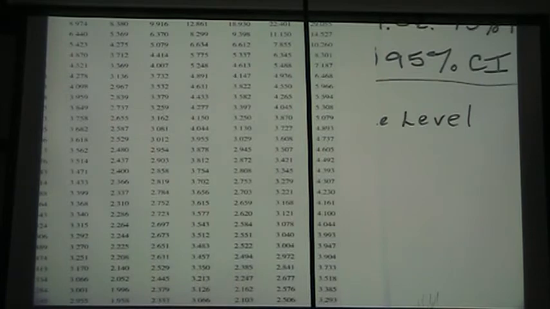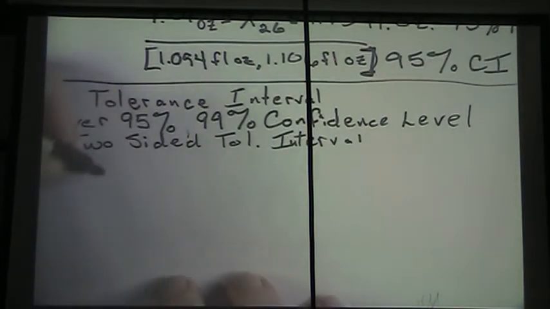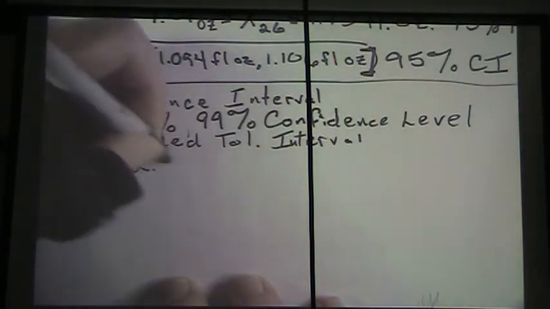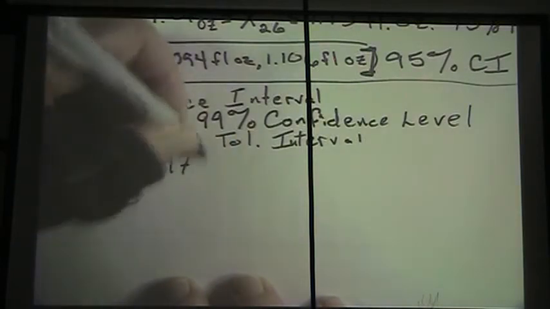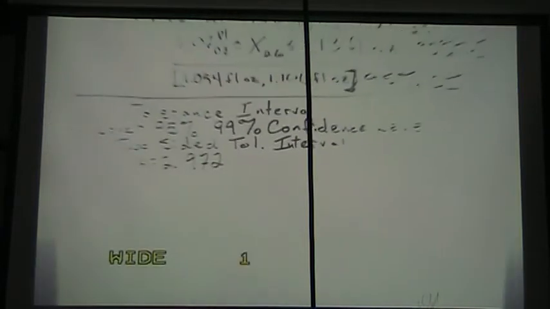K equals 2.972. Right, that is what K equals, right? 25. Yes, okay. All right, so we widen out so we can see both sides of the paper.